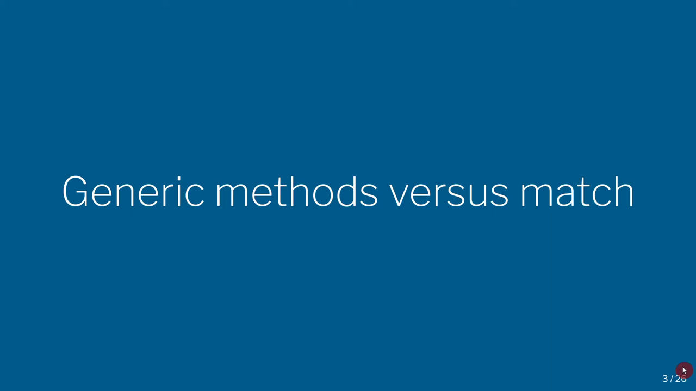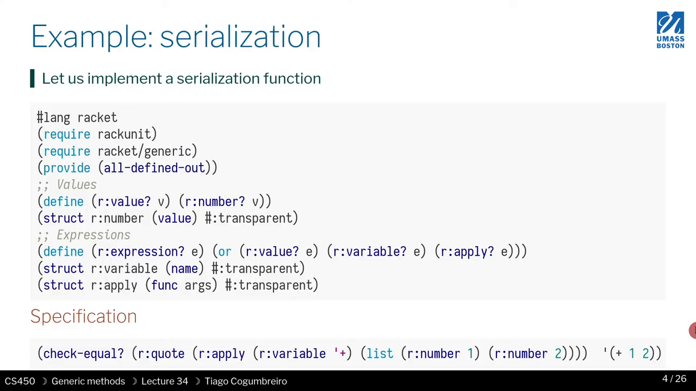Now that we've learned about generic methods and pattern matching, I would like us to think about what the similarities and the differences are between both ideas. So I would like us to try out this example. The example is, I would like to write a serialization function.